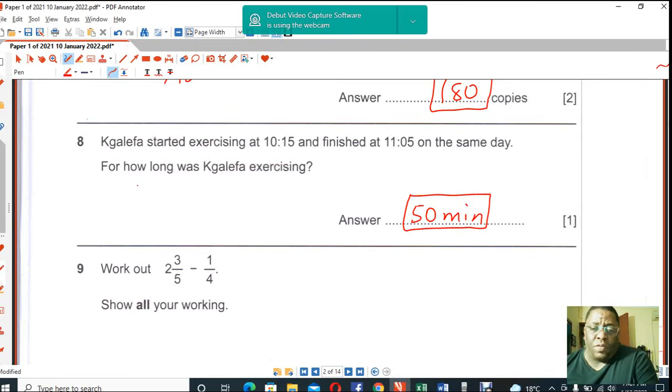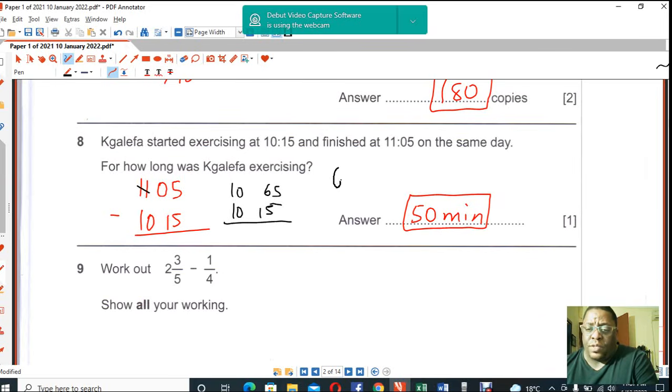Obviously, for those of you who want to go the long way, you are going to take the 11:05 and take away the 10:15. The problem is you can't subtract 15 minutes from 5 minutes, so you're going to borrow an hour there. When you borrow an hour, that becomes 10, and then you add that 60 minutes to these 5 minutes here. Can you see that? And when you now have that, you can actually subtract.